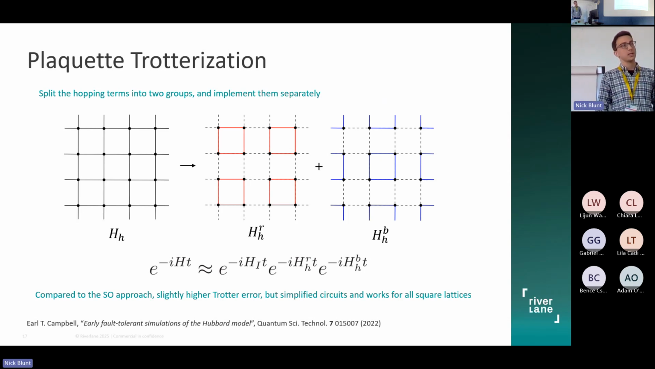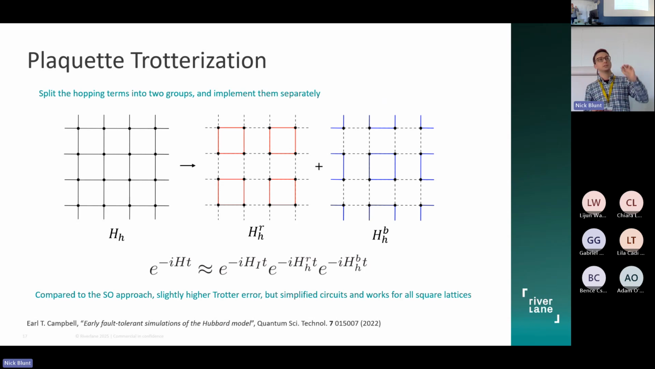Here the idea is, instead of implementing the hopping term exactly, we're going to split this into 2 parts, which will be much simpler to implement. Maybe it's hard to see the colors, but you have a red section and a blue section. Each of these is made up of these square plaquettes. If you can work out how to implement the time evolution for these plaquette Hamiltonians, then because these plaquettes don't touch each other, they commute, and so we can implement these individual terms.